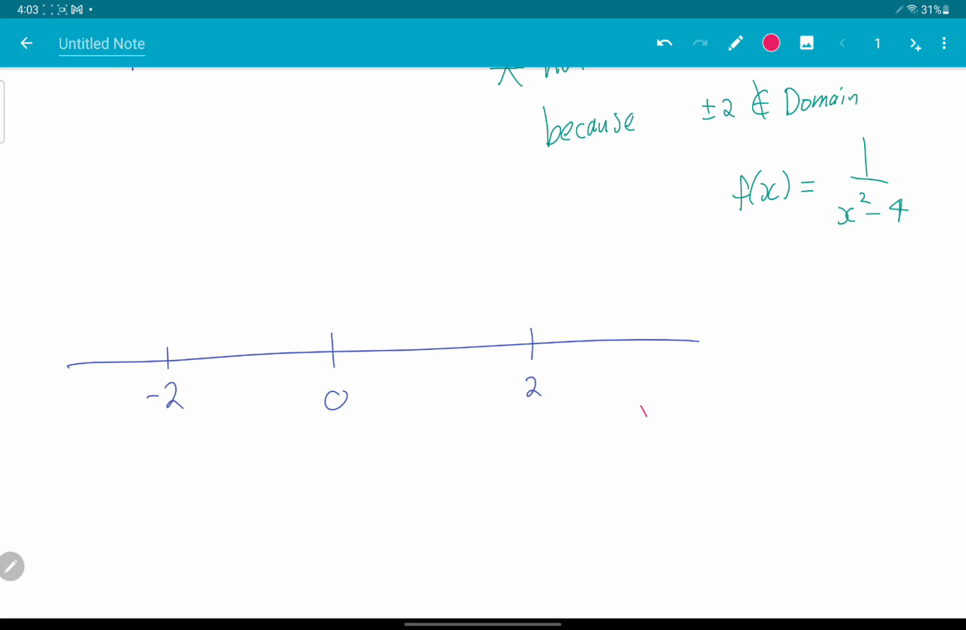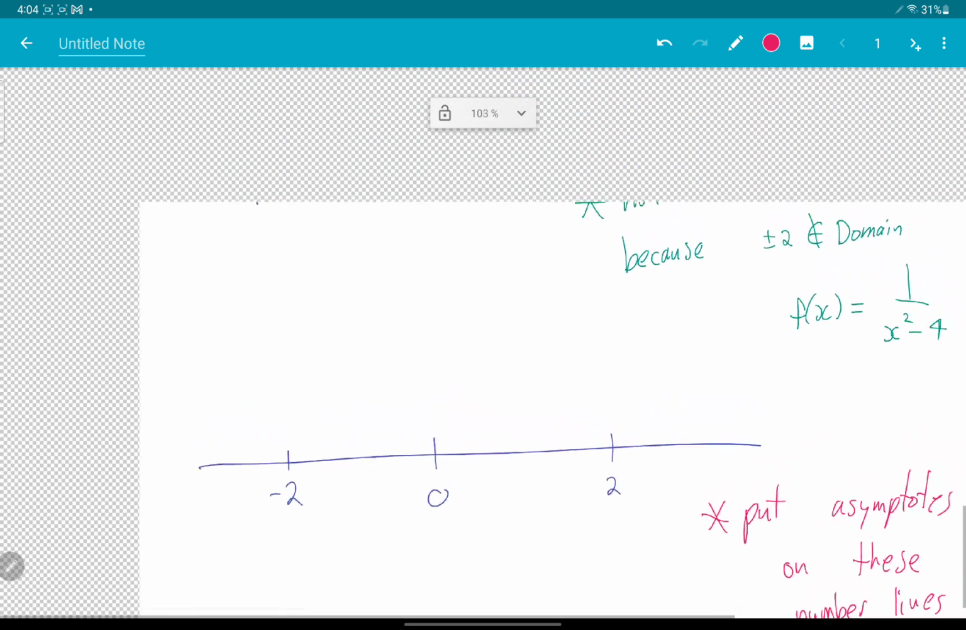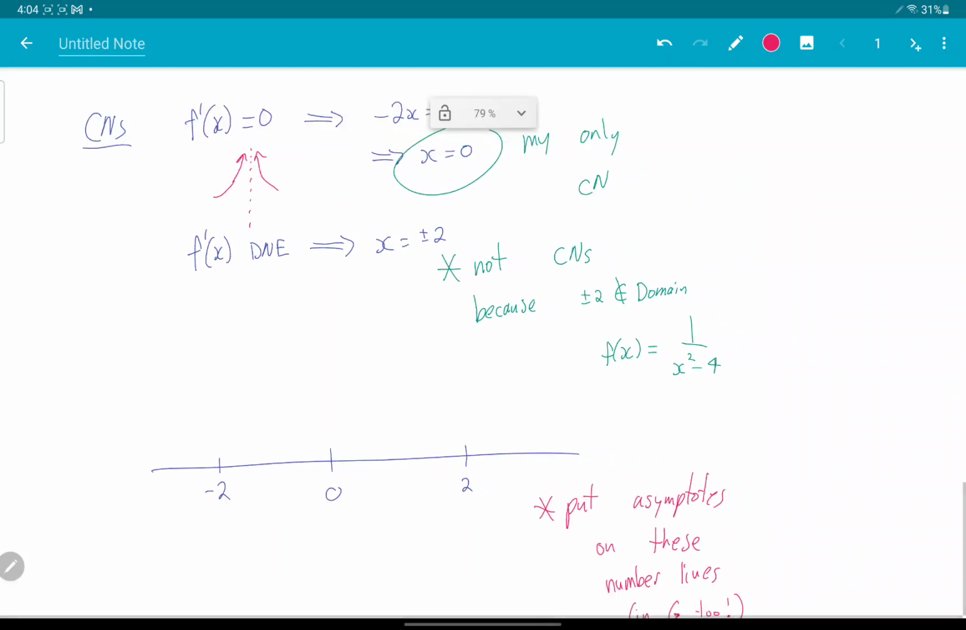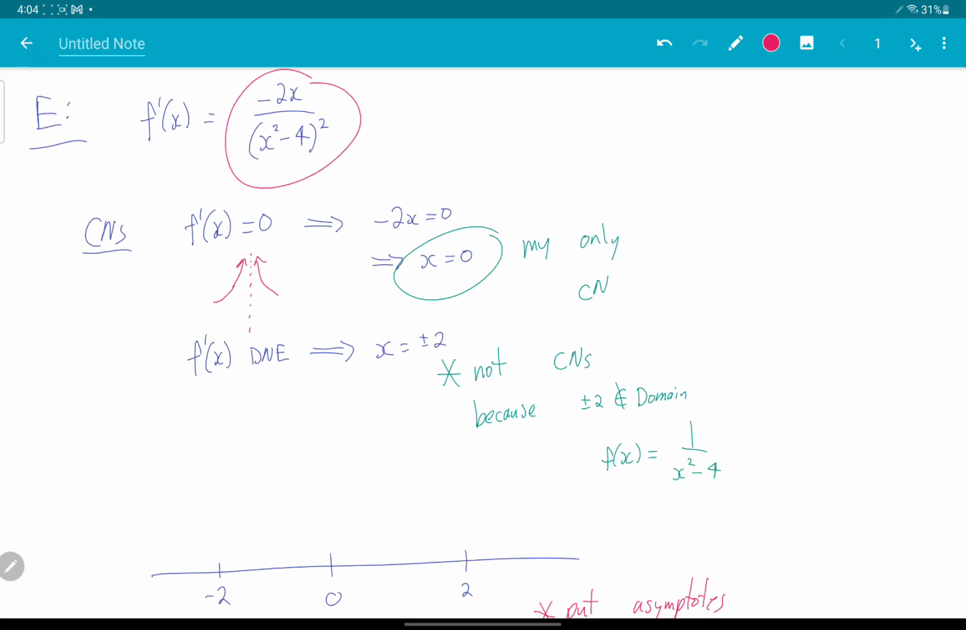So it's worth emphasizing: put asymptotes on these number lines. So I'm going to do it in part E here, and I'm also going to do it in part G, in part G2. Okay, so here's my number line, and there's my derivative up there.